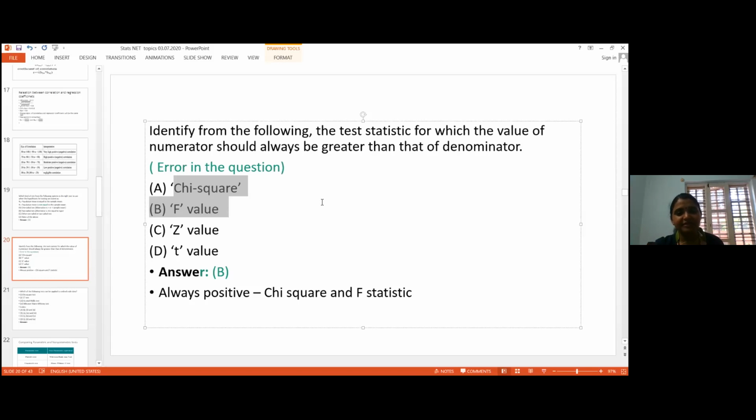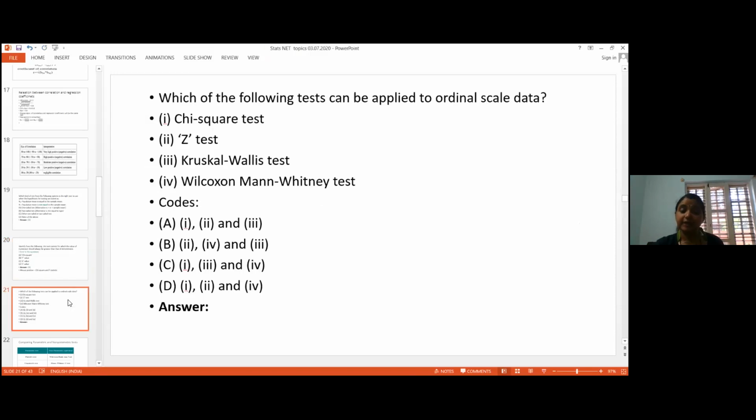And why I said the question is in error is, it cannot be. But in Z and T value as well, you cannot confidently say that it will be greater than 1 or it can be less than 1. It can all change. It can also be negative.